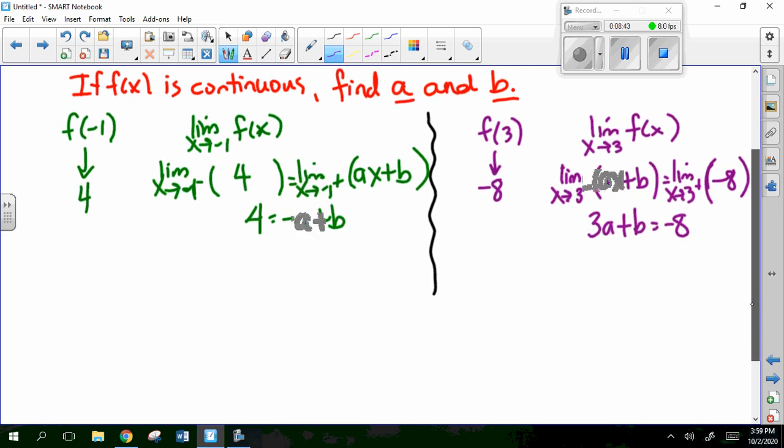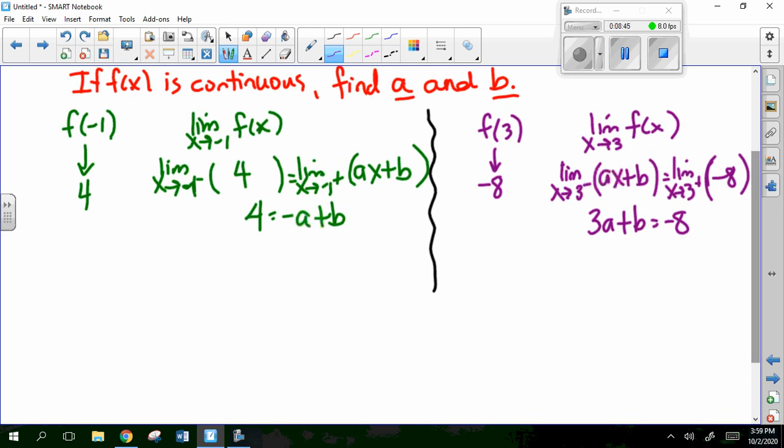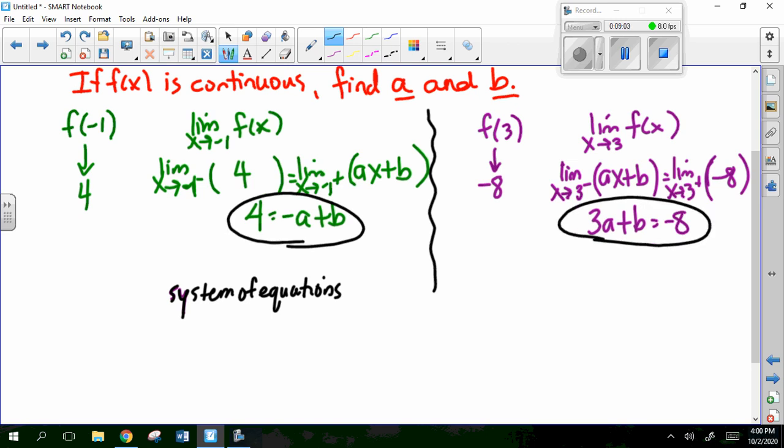But as you learned back in math analysis, if you have two equations with two unknowns, you can set up a system of equations and solve, okay? So what I'm going to do is take my two equations and write them in a way that lines up the a's and the b's and the equals and the constants. And then I'm going to try to see if I can solve.